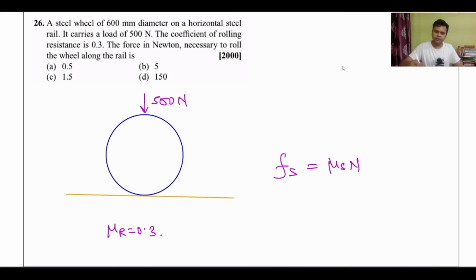You can clearly see here the value of N is equal to 500, and I really feel that this question is kind of incomplete. I couldn't understand the question. It was set way back in 2000, that is almost 22 years ago. Okay, fine. Whatever it is, 0.3 into 500, so this is equal to 150.